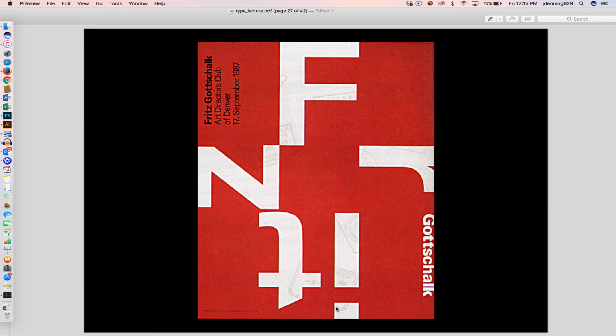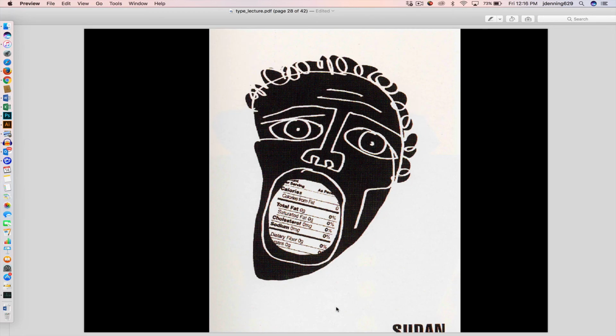Okay, so sometimes you just use these letter shapes. Sometimes the letter shapes are part of the space, and all you have is typography, and it becomes a typographic design. A great, significant graphic used to talk about hunger in the Sudan.